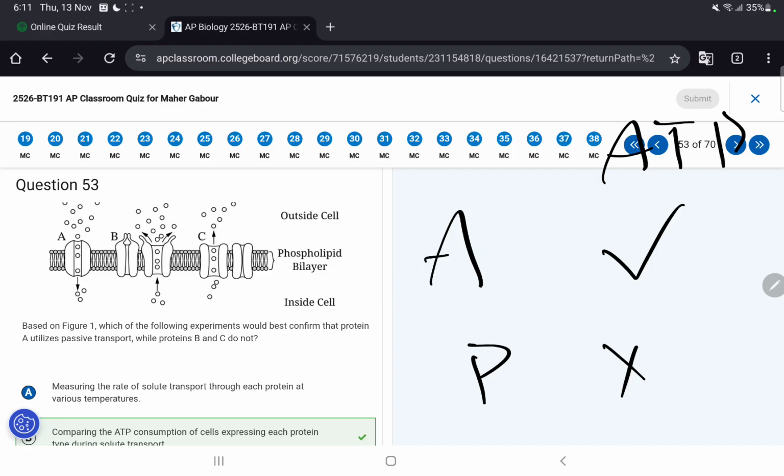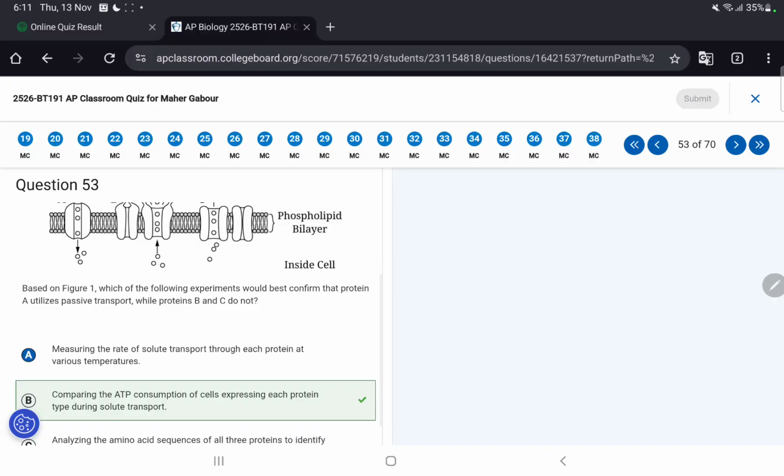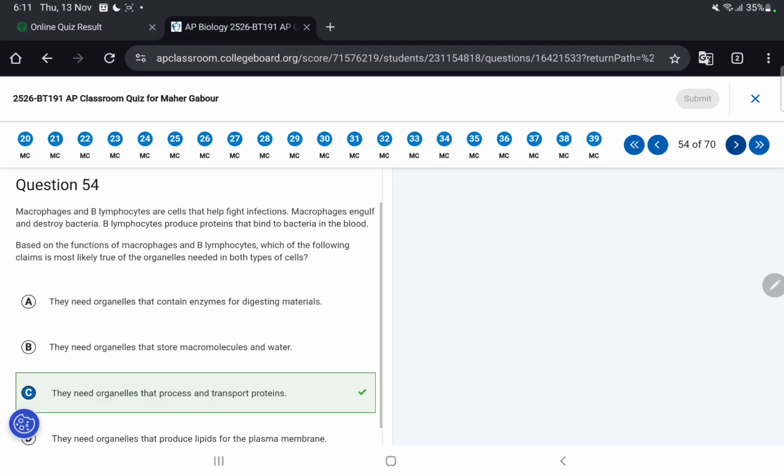Okay, so we just compare the ATP consumption of cells expressing each protein type during the solute transport. We just see how much ATP it actually consumes, and from there we can tell if it undergoes passive or active transport. Okay, based on the functions of macrophages and B lymphocytes, which of the following claims is most likely true of the organelles needed in both types of cells?